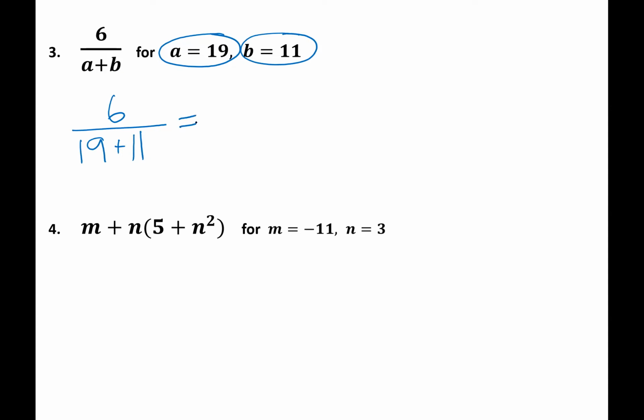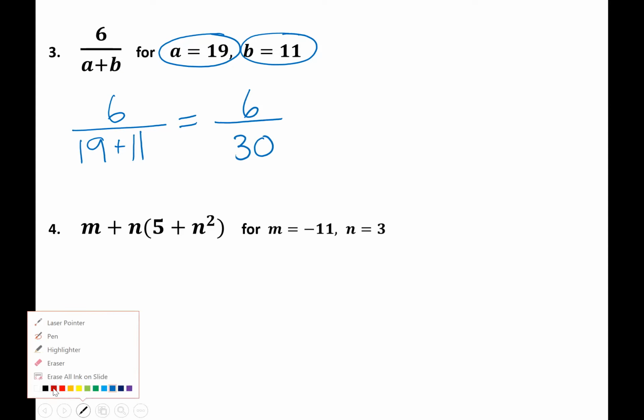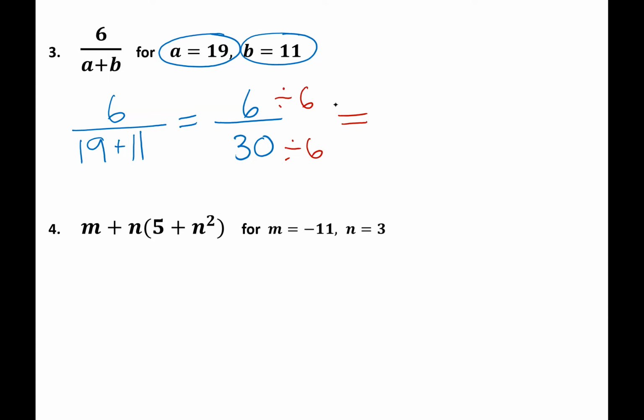Now to simplify, we need to add 19 plus 11, which is 30. So we have a fraction 6 over 30. You might think the answer is 5 here. Be careful. The answer is not 5, but we can reduce by dividing both the numerator and denominator by 6. You might be looking at this thinking, oh, 30 divided by 6 is 5. That is true. Let's divide both the numerator and denominator by 6. My numerator, 6 divided by 6, is 1. The denominator, 30 divided by 6, is 5. So my final answer is 1 over 5, because 6 over 30 reduces to 1 over 5.